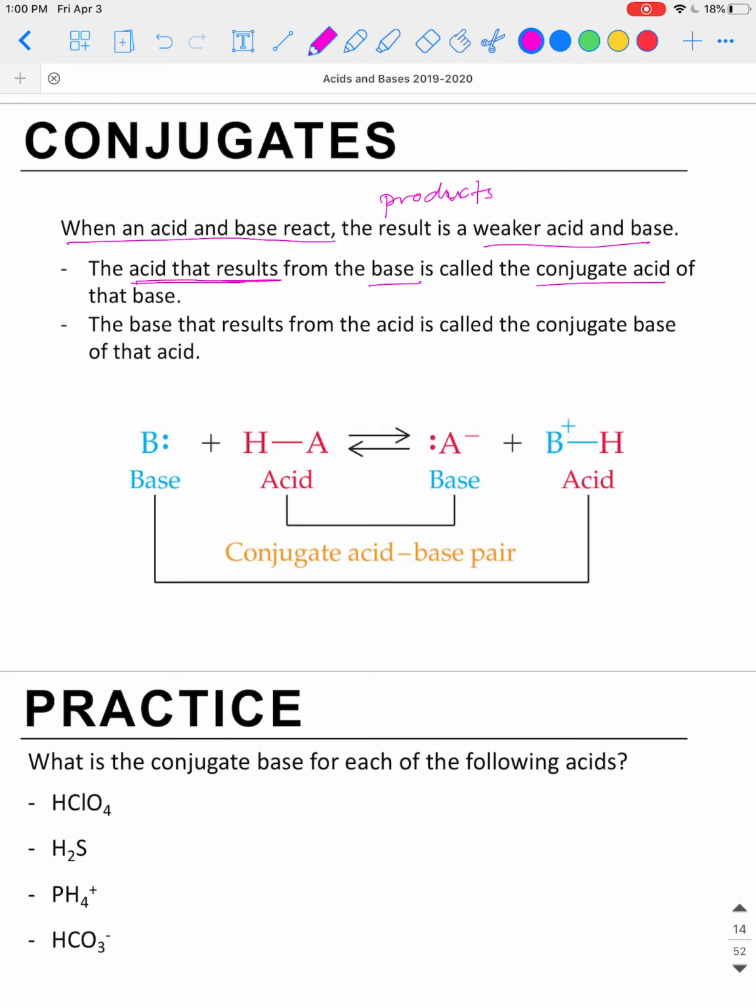Okay, that probably just sounds really confusing. We're going to break this down. But the acid that results, on the product side, so we're going to get one product that's going to be an acid, and it's formed from the base, and we call that the conjugate acid. The base that results, on the product side as well, so we're going to form an acid and a base. But the base that results from the acid is called the conjugate base of that acid.